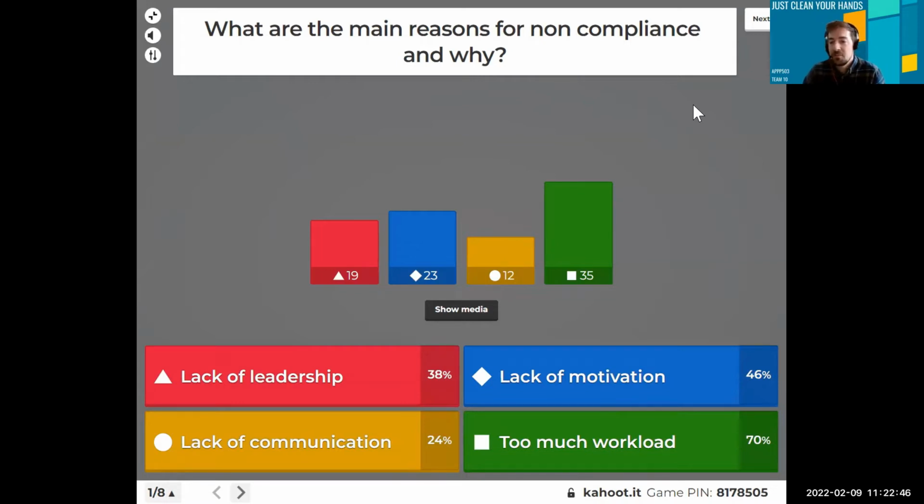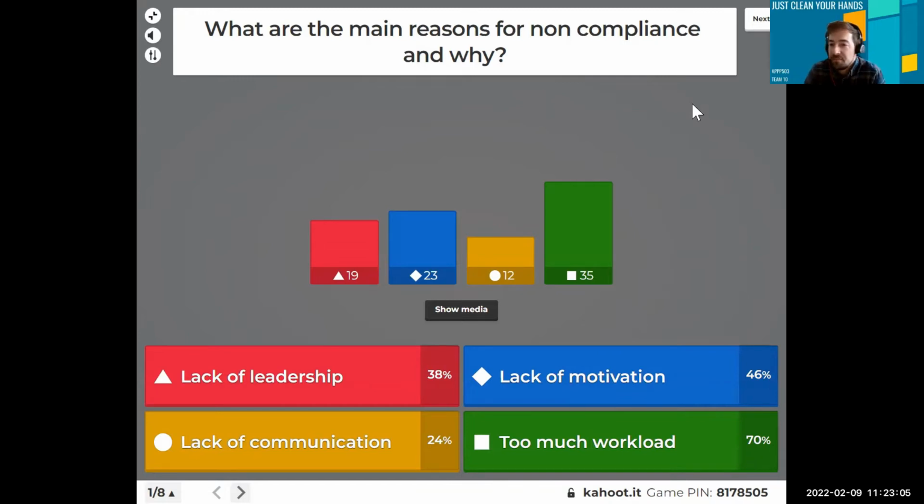So we have our clear winner here: too much workload. Please use the raise hand function in Zoom if you would like to contribute. What do you think about the one that you selected here, maybe too much workload? Why is that so? We would like to have some direct feedback here as well.